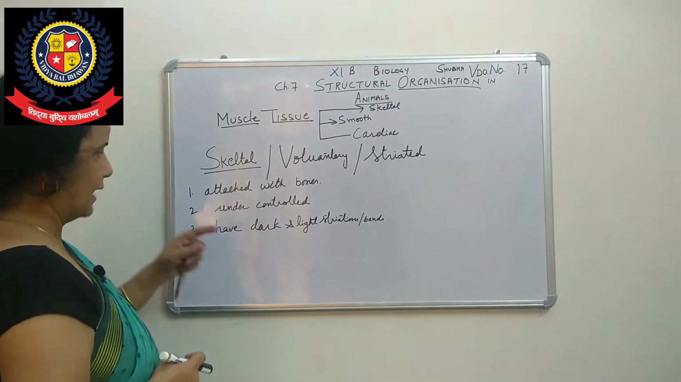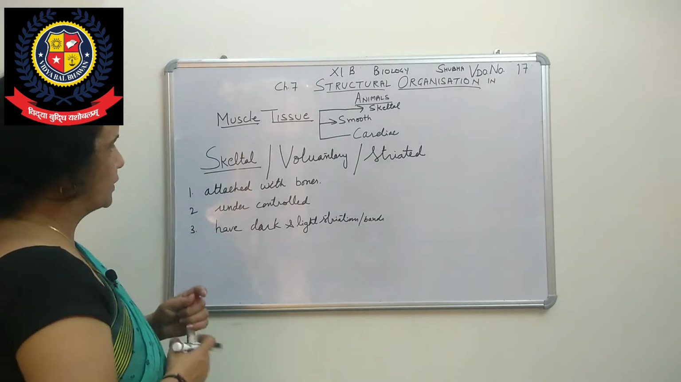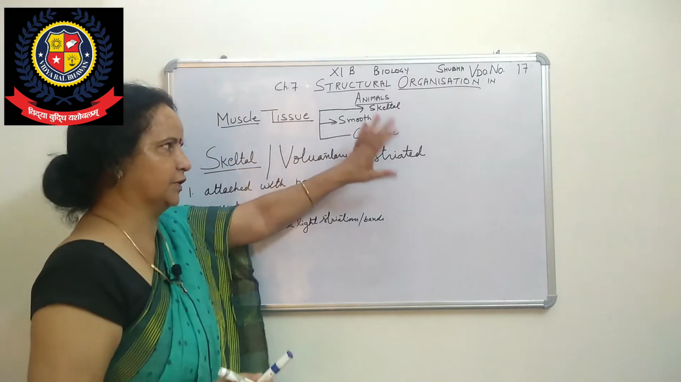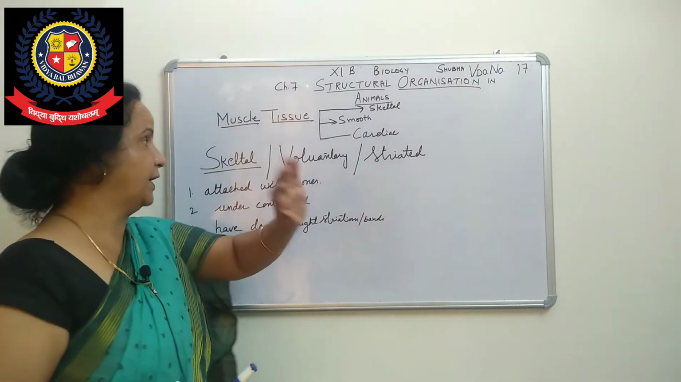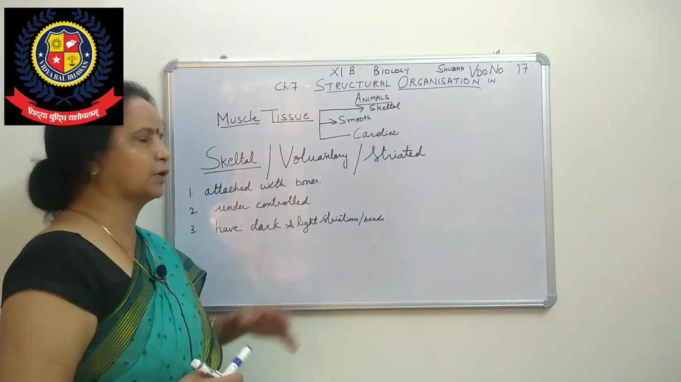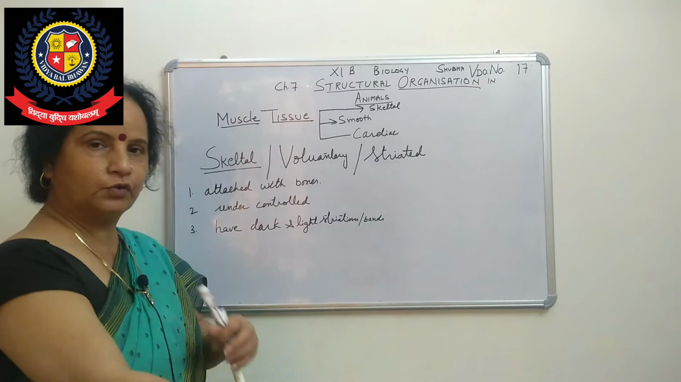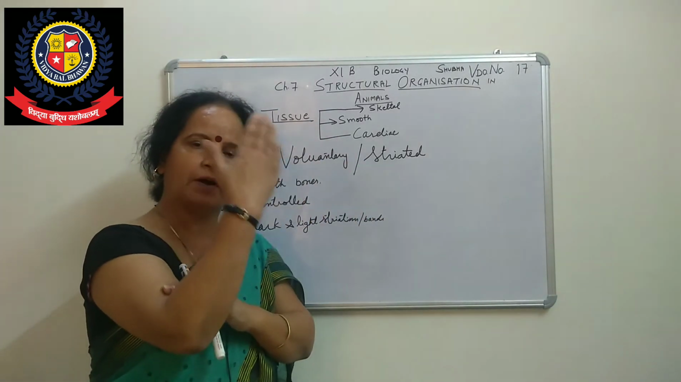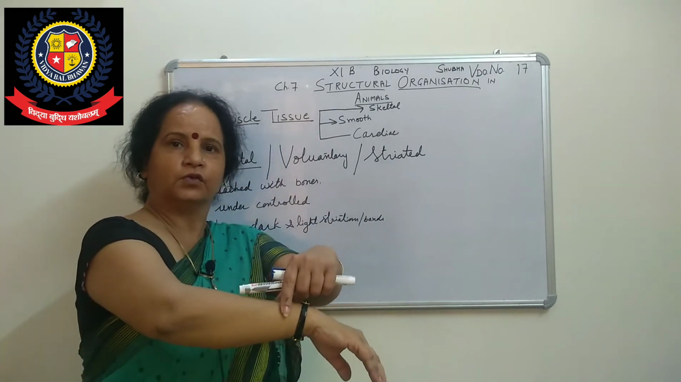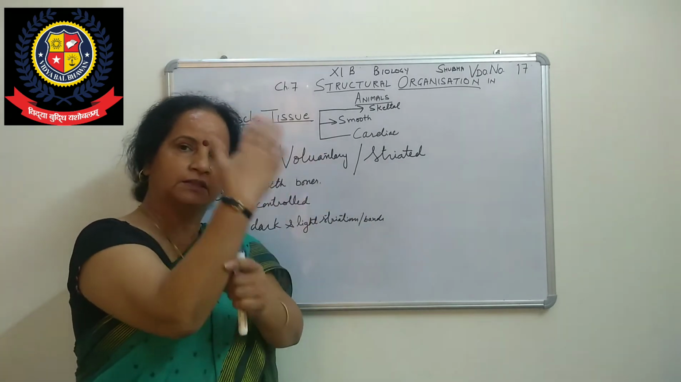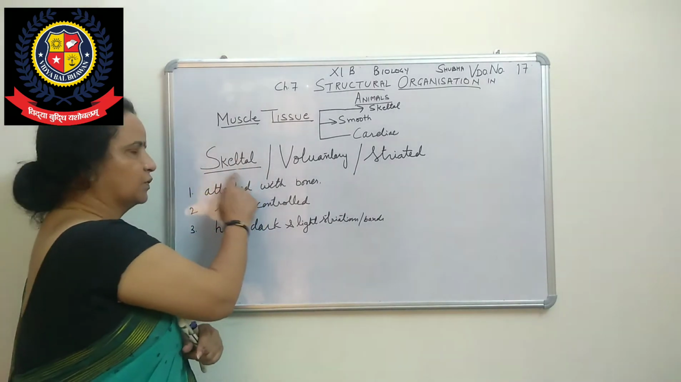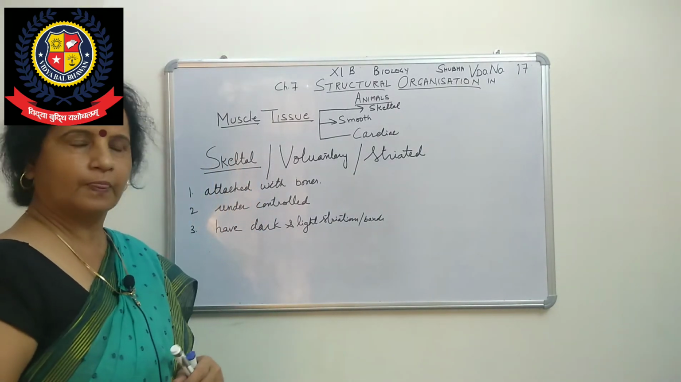They have dark and light bands. Because of these regions, it is called skeletal, voluntary and striated. A question can be asked: why is it called skeletal muscle? Because it is attached to the skeleton. When I move my hand, it is not only muscles, the bones are also along with that. Bones and muscles together show movement. That's why these are known as skeletal muscle.